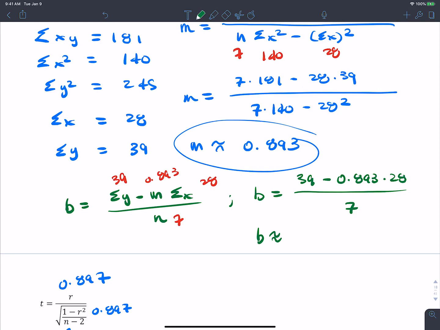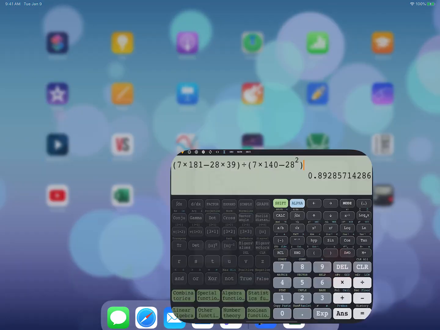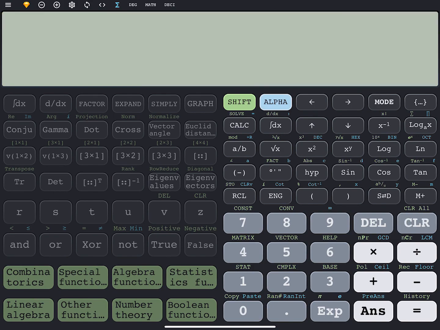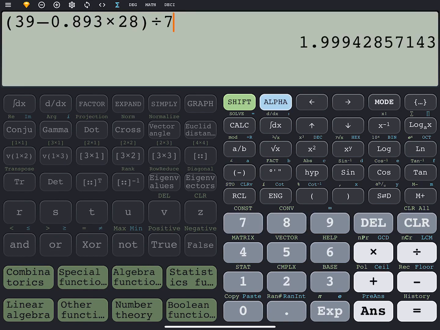Okay, you guys ready to punch this in? All right, let's try this out. So parentheses here, right? What's the first thing we put here? What's the sum y value? Okay, 39 minus 0.893, is that right? Times, what's the sum x value? Is that 28? Okay. Close that. And we get to divide by, I believe the sample size was 7, right? Okay. So double check, verify this.